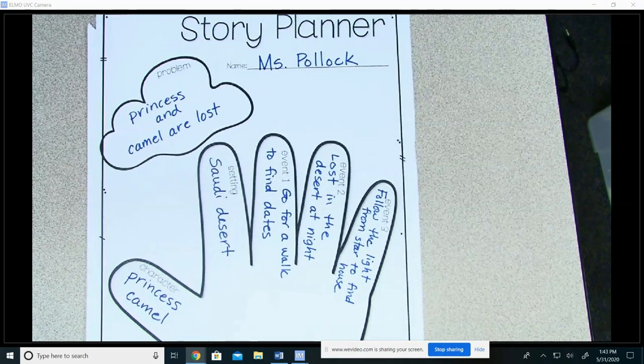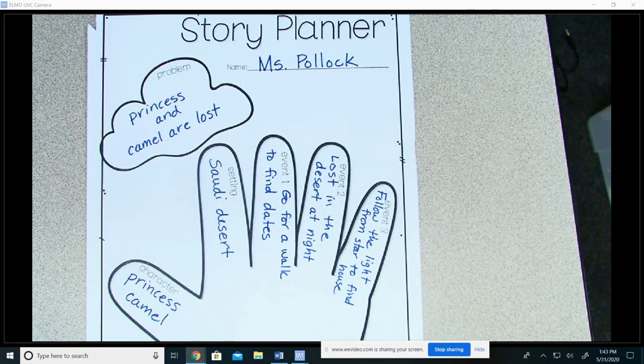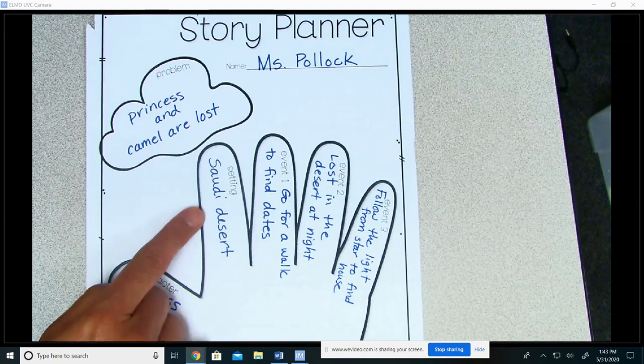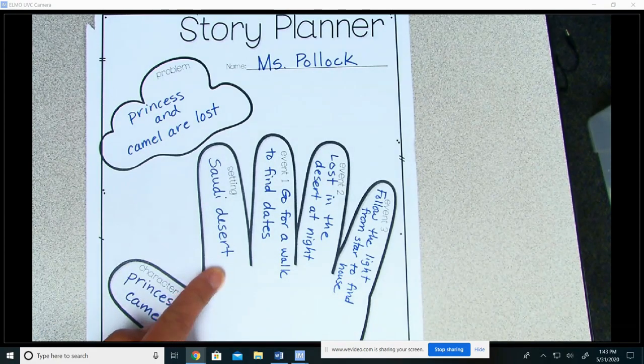All right, boys and girls, let's go back and look at our story planner that you did with Mrs. Pollock. So she had this story about the princess and the camel, and they were in the desert. But there was a big problem.